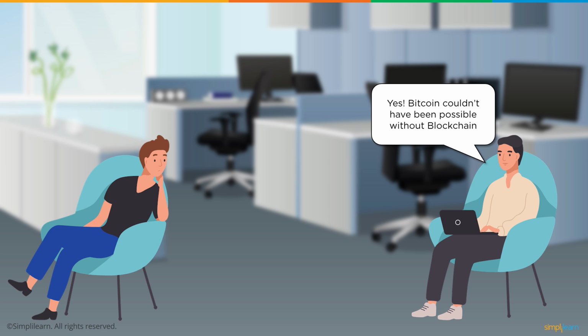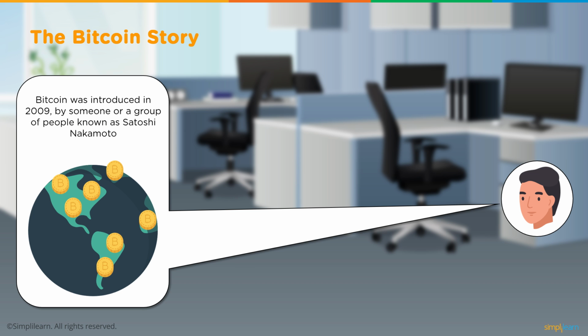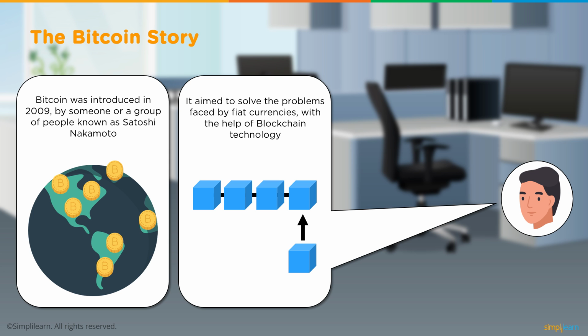Bitcoin could not have been possible without blockchain. So we will understand how Bitcoin adopted blockchain in order to reach its journey today. Bitcoin was introduced in 2009 by someone or a group of people known as Satoshi Nakamoto. It aimed to solve the problem faced by fiat currencies with the help of blockchain technology.